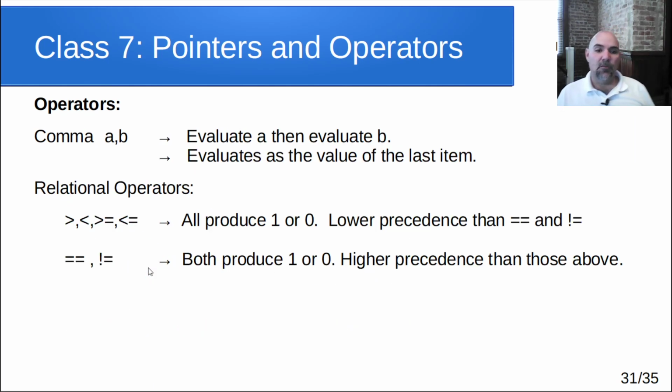All right, relational operators we saw before when we talked about decision statements, the if statement, the while loop, and those all produce either a 1 or a 0 as a result. And these three, notice, have a lower precedence than equal and not equal. But all of these 6 produce either a 0 or a 1 as the result. So they produce a number as a result. 0 is false, 1 is true.